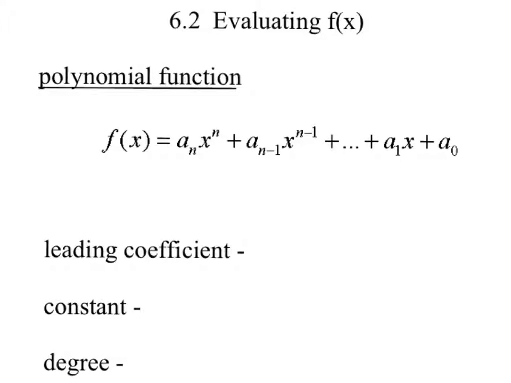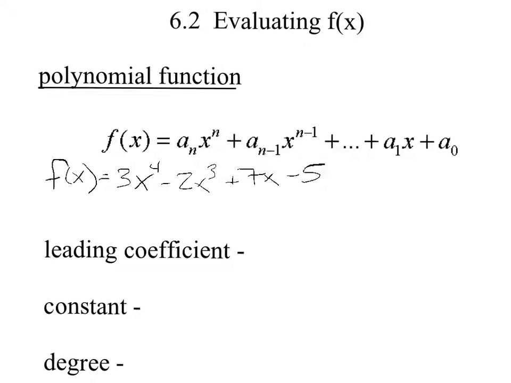So we're going to start talking about polynomials. Now you see I talk about polynomial function, and this would be the definition or an example of a polynomial function, which is really, really scary. So let me make this less scary for you. An example of a polynomial would be something like 3x to the fourth minus 2x cubed plus 7x minus 5. Okay, this would be an example.